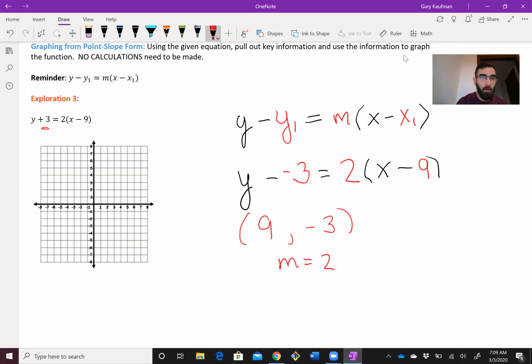So if I go over, and of course I didn't give myself a big enough graph, but 9, -3 would be right there. And a slope of 2, that's 2 over 1, so that'd be up 2, over 1. So this would be at 9, 10. And that is my graph. How'd your graph match up?